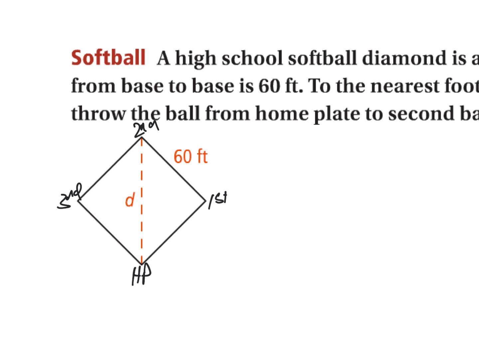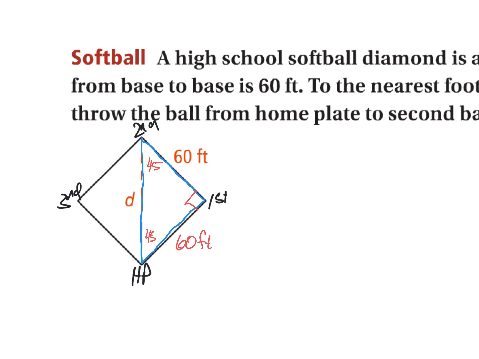So the key to this problem is knowing that this is an isosceles right triangle. They told us we're dealing with a square. A baseball diamond or a softball diamond is a square. So that means that's a 90-degree angle. And we know the distance between the bases are 60 feet. So this is an isosceles right triangle, which means it has to be a 45, 45, 90 triangle.